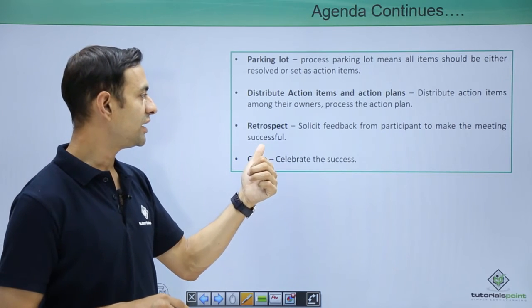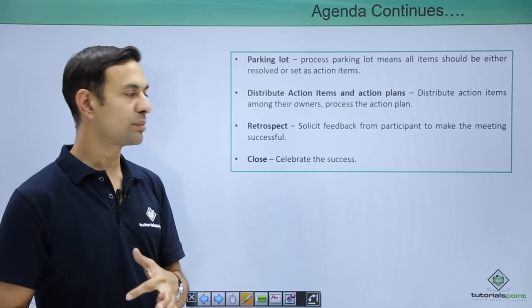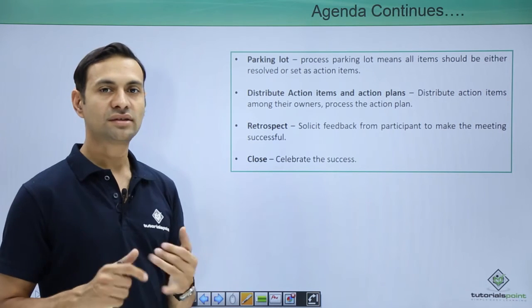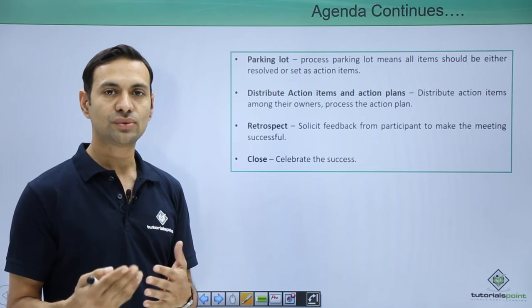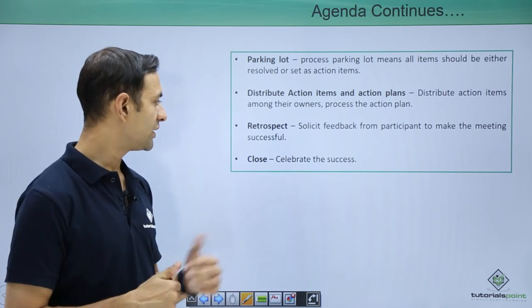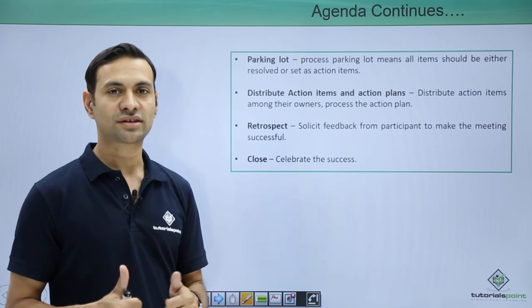Retrospect. Retrospect says to seek feedback from participants to make the meeting successful. Is there any issue? Let's discuss again. And then close. Celebrate the success of the release planning.